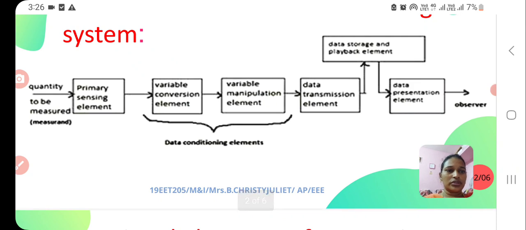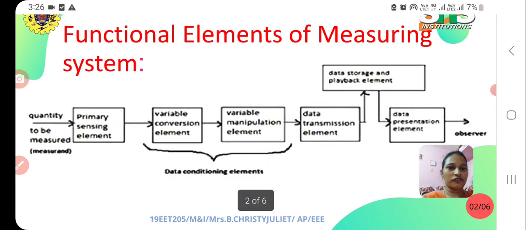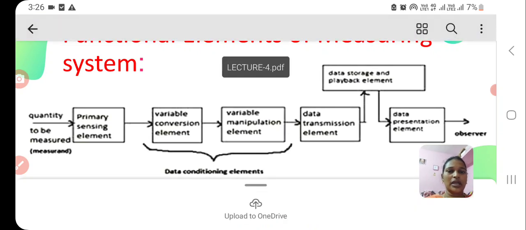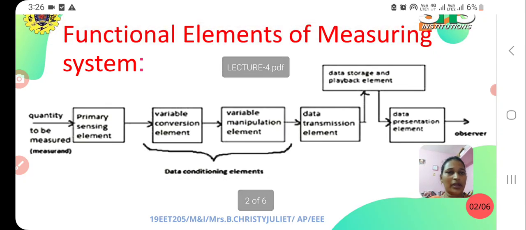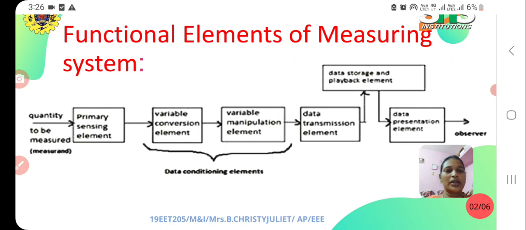So this is the functional element of measuring systems. This block diagram represents the basic elements in any measuring system. Basically it consists of a primary sensing element, a data conditioning element or variable conversion element, and then data presentation. In a simple measuring instrument, it will definitely have a primary sensing element, a variable conversion element, and a data presentation element.